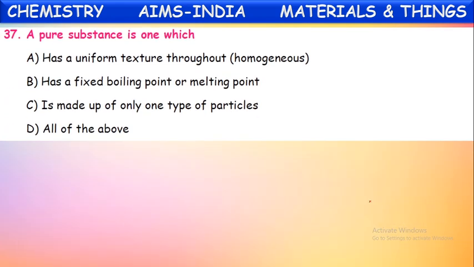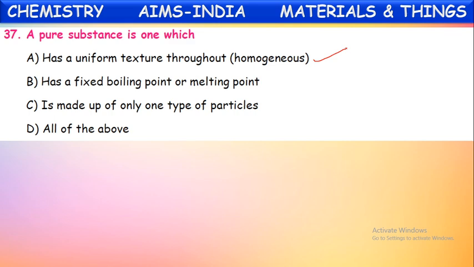Next, which one is called a pure substance? See the options. Has a uniform texture throughout. Yes, it is correct. A pure substance has uniform composition or homogeneous composition. Wherever you see, its composition will be same. Has a fixed boiling point or melting point. Yes, exactly. Pure substances always have a fixed melting point or boiling point.